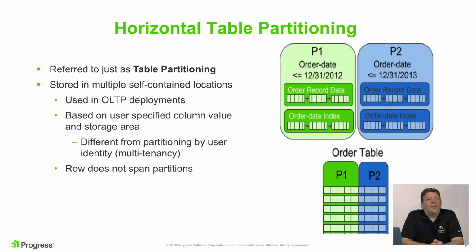Table partitioning is typically used in transactional deployments, OLTP. It's typically based on user-specified column values. So in this case, for the example, it's based on order date, less than December 31st of which year. So it's partitioning based on year data. That is different than being based on a user identity, where, say, Rob has access to this. This is based on myself as a user having access, and data is sliced based on the different groupings.